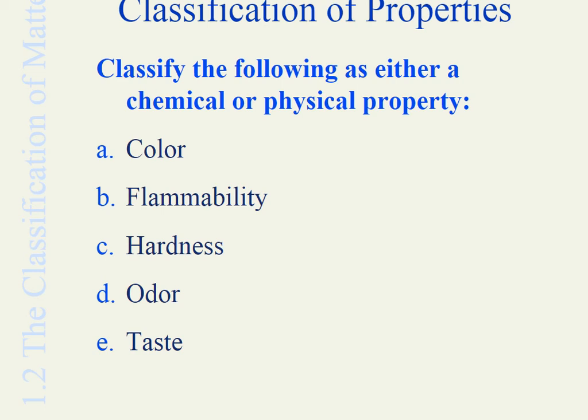Hardness. Hardness is a physical property. Now, when you attempt to find out how hard something is, you might crack it at some point, but it's not necessary. You can always press on it, discover that it's hard, and it will still be intact. Odor. Odor is also a physical property because when you smell something, it doesn't change what you smell.